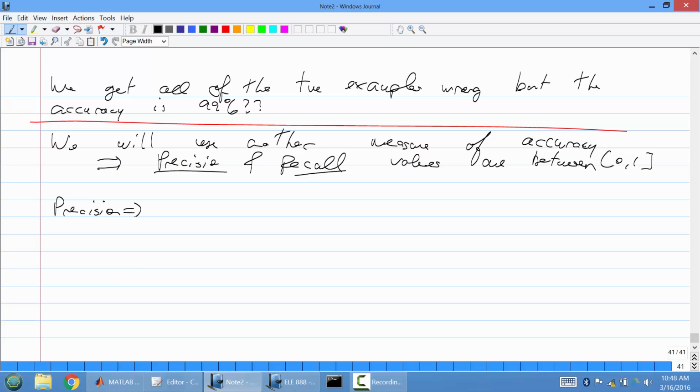So precision is the following. Let's say you did a set of predictions. Out of all of the predictions that you made that were positive, how many of those predictions were right? How many of them were actually positive? That's the definition of precision. So out of all predictions made that are positive, how many are correct?